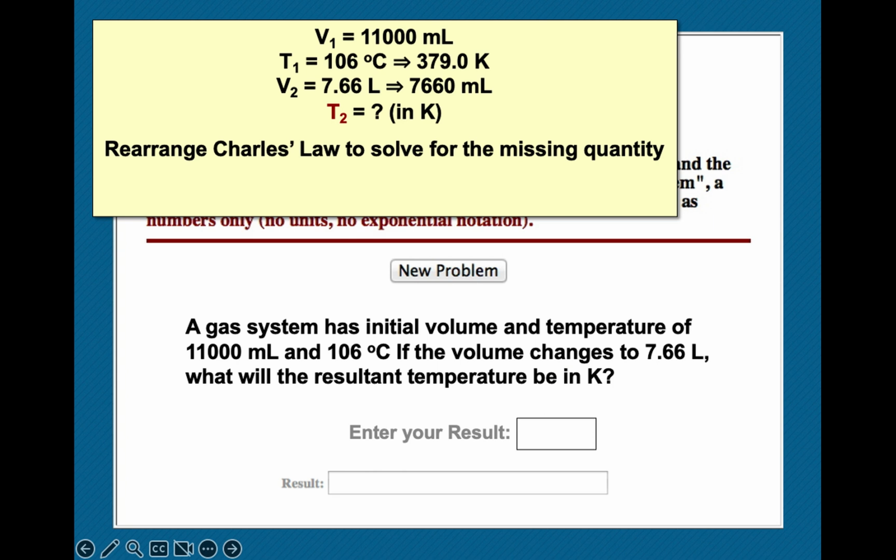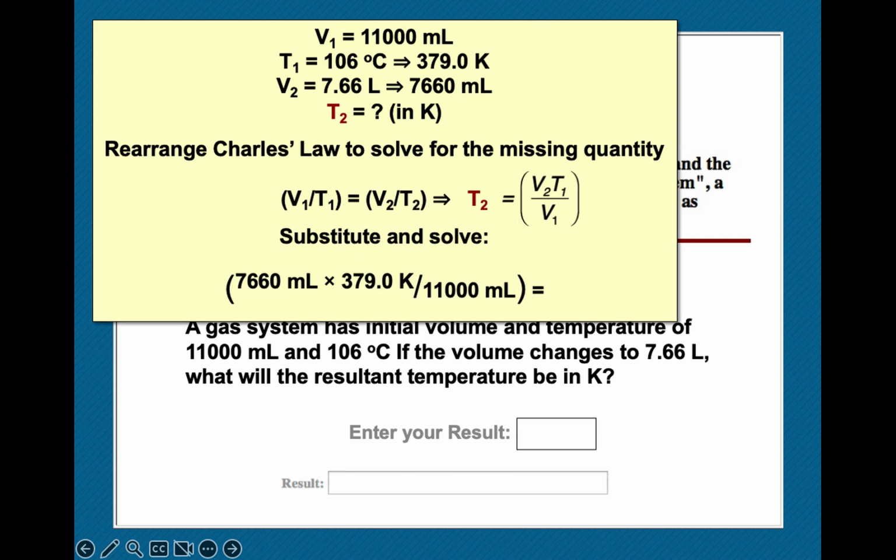Take your equation, cross multiply, separate out T2. V2 T1 over V1. Substitute in. The milliliters are going to cancel, and we're going to get our temperature directly in Kelvin. 264 is what you should get. Any questions? All right, so that's tutorial number 2. 379.041. This guy, this is 106 plus 273 to give you Kelvin. It must all be in Kelvin.